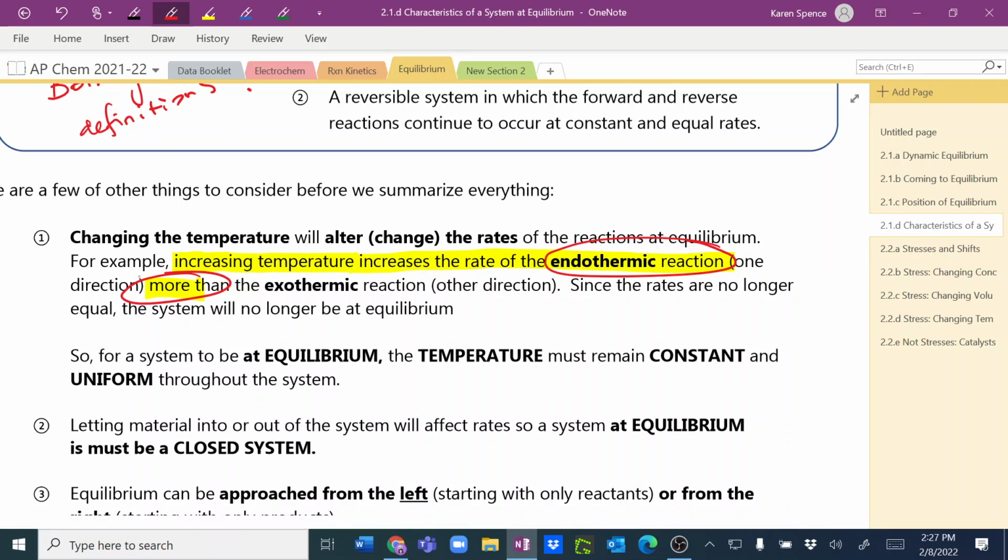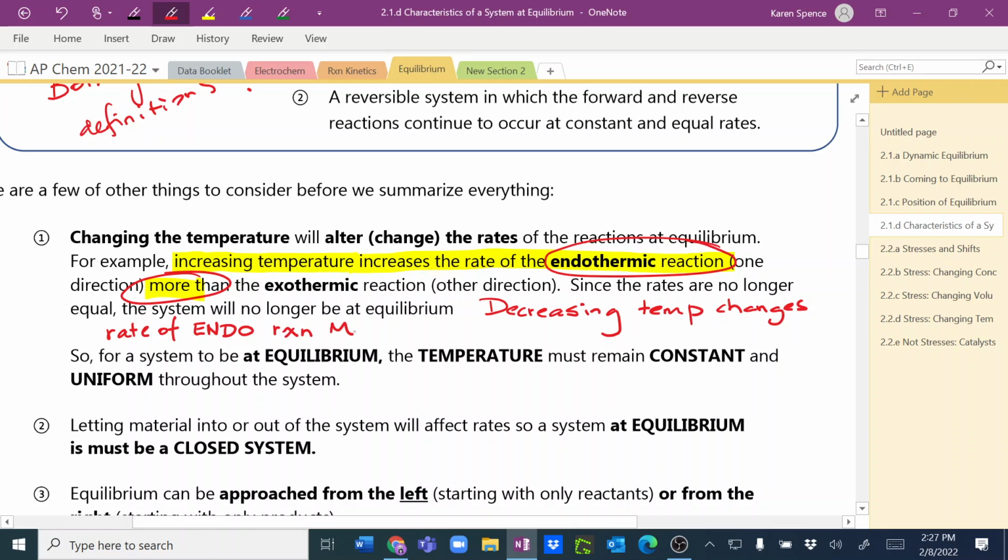It also turns out that decreasing temperature changes the rate of the endothermic reaction more. The endothermic reaction rate is always affected more, whether you're increasing the temperature or whether you are decreasing the temperature. We can look at some kinetic energy diagrams and potential energy diagrams to prove that to you in a little bit, but for now, just take it at face value, okay?